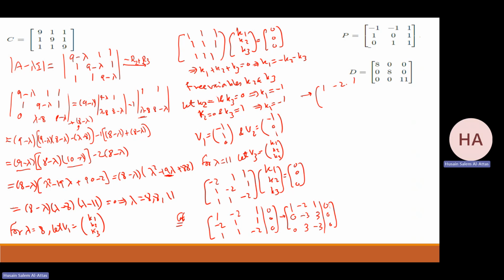So that will be 1 minus 2, 1. Let me divide by minus 1. I have 1 minus 1. Multiply by minus 3. That will be 0, 0. Very clear.